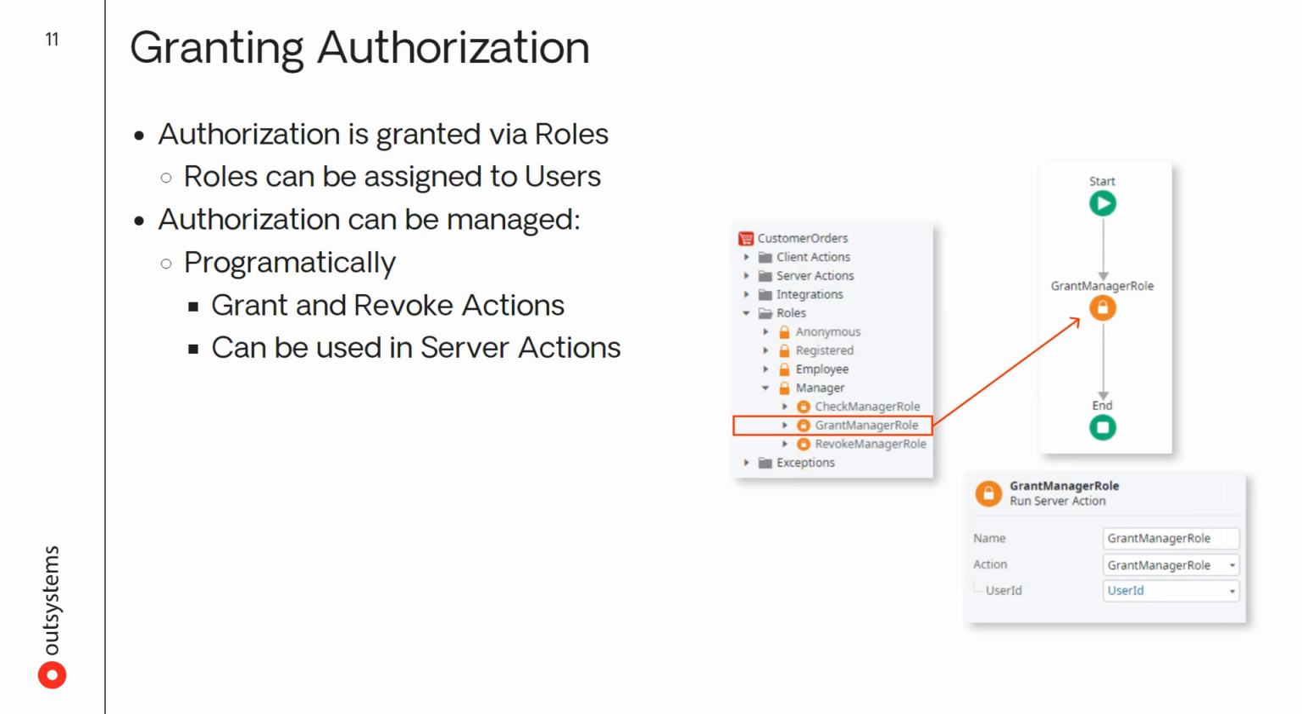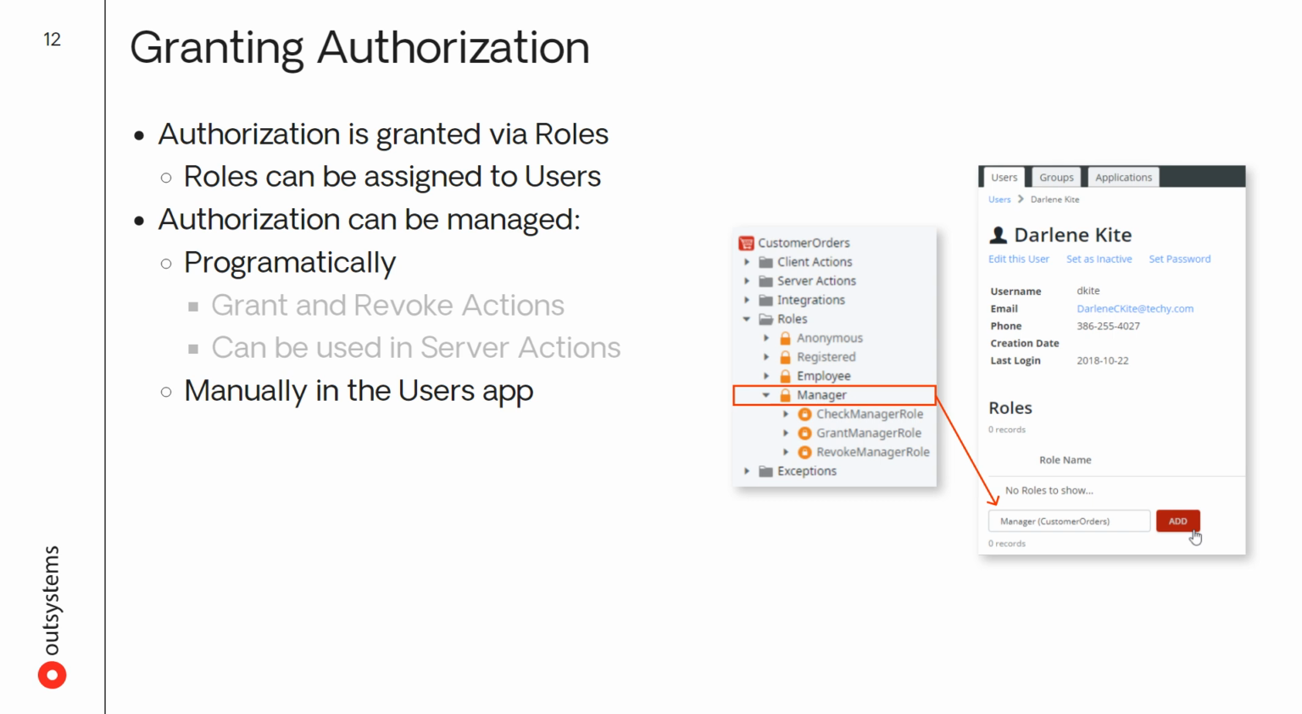As we discussed before, authorization is granted via roles. For that, we need to assign roles to users so they are able to do whatever we define that users with that role can do. Authorization can be managed programmatically using the Grant and Revoke actions. These actions expect the identifier of a user and can be used in any server action flow. Or we can do it manually in the Users application. By opening the details page of a user, we can choose a role and explicitly assign it to the user.